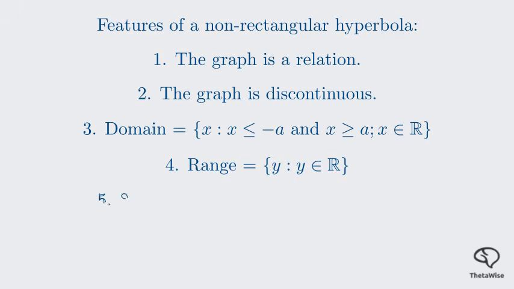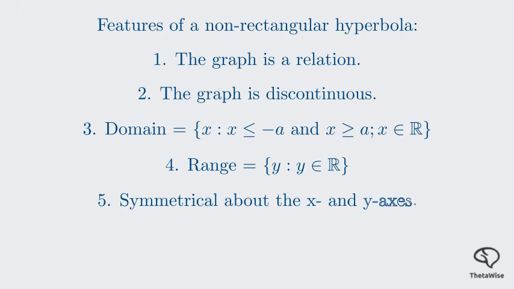Fifth, the graph is symmetrical. As you can see, it's perfectly balanced. It's symmetrical with respect to the x-axis, meaning if you fold it along the x-axis, the two halves match up. It's also symmetrical with respect to the y-axis, meaning if you fold it along the y-axis, the two branches match up.